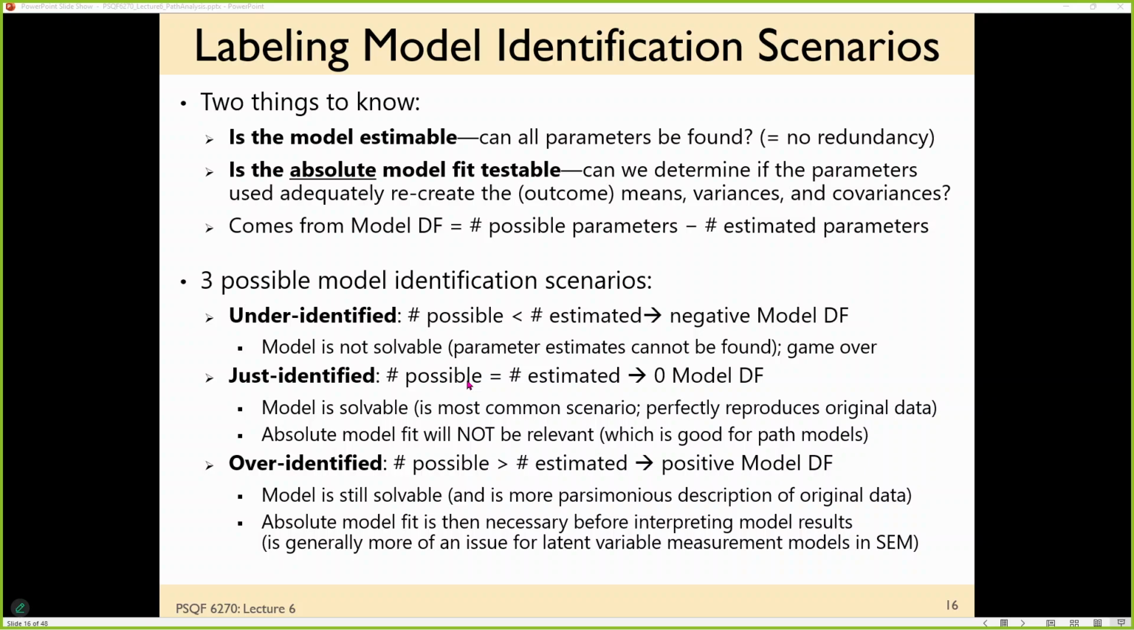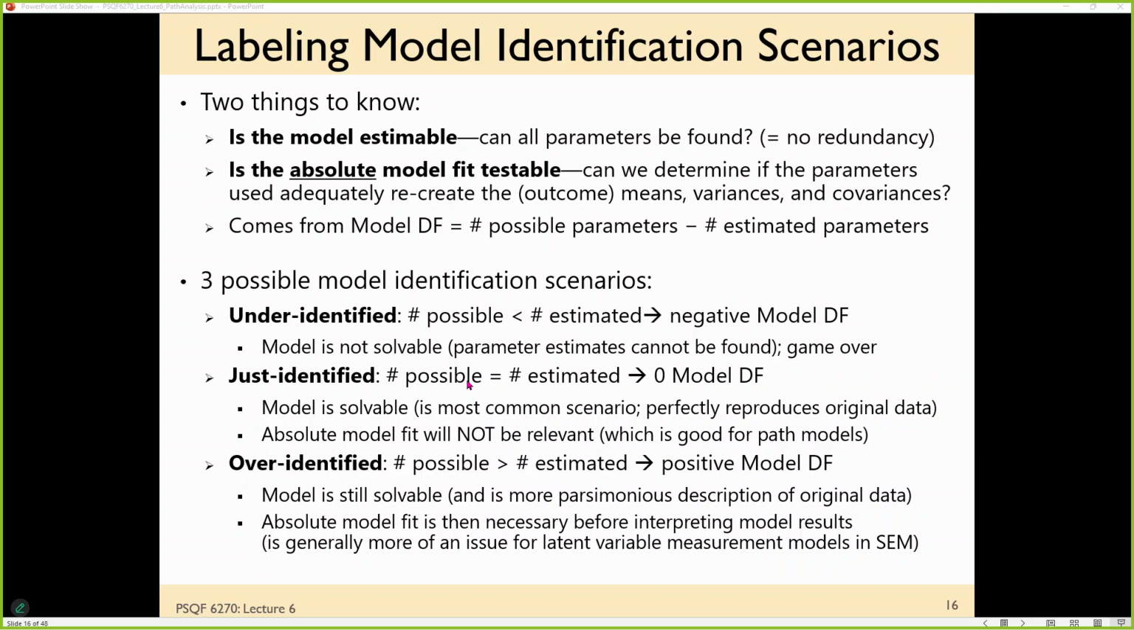The model itself would be considered under-identified because it won't be estimable, because you're trying to do too much relative to what is possible. And that will not happen often in path models unless you make a mistake in your code. It's a much bigger problem in the world of measurement modeling, because you're measuring latent variables.